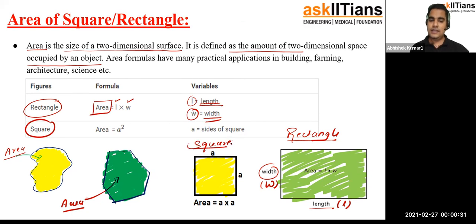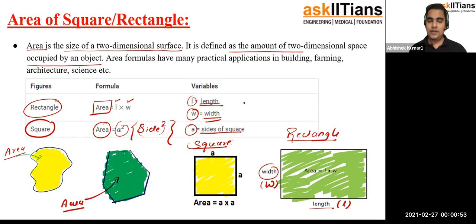On the other hand, if you're talking about a square, this second figure depicts a square, then the area is given by side square. A square means the area is given by side square. And I will tell you the perimeter as well, apart from area. So here the area is given by a square, where a is representing the side of the square.